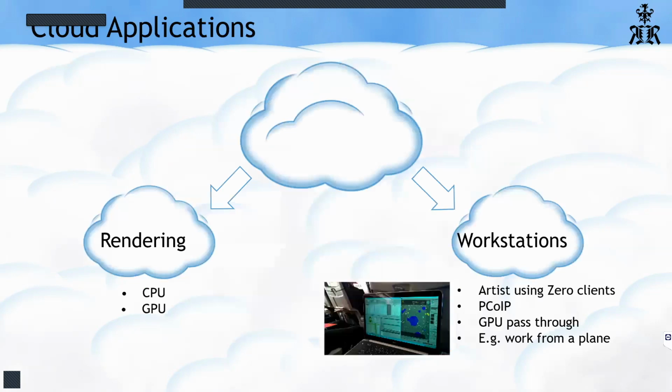Okay, some applications for the cloud. The cloud has 2 kinds of applications. One is rendering, which we will cover today, and the other one is workstations. There are a lot of companies that rent some machines in the cloud for artists, for freelancers all over the world to let them work on the same project.